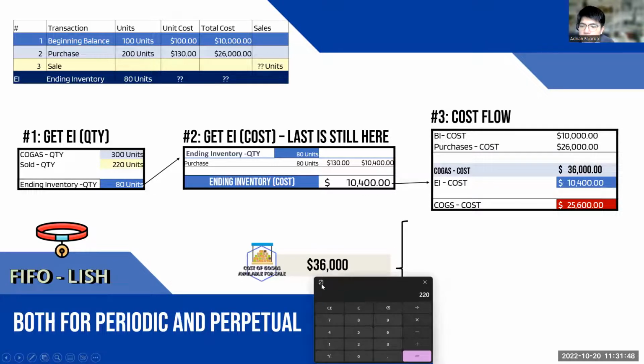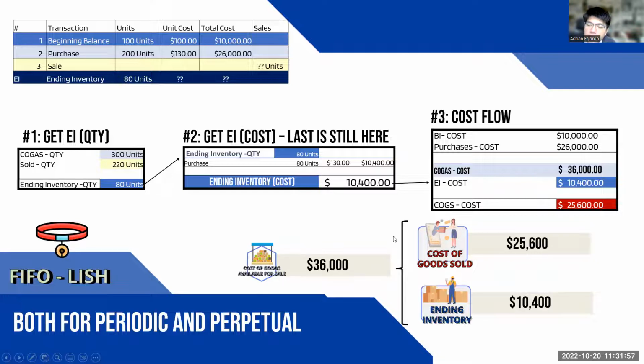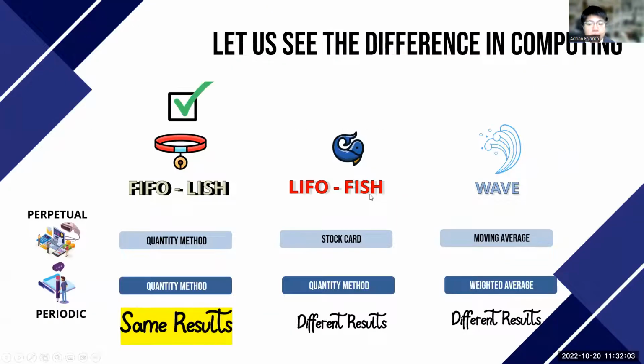So again, our 36,000 cost of goods available for sale was split to a 25,600 COGS and a 10,400 ending inventory. Are there any questions for FIFO? So we're done with FIFO. And the beauty of FIFO, it's so simple.